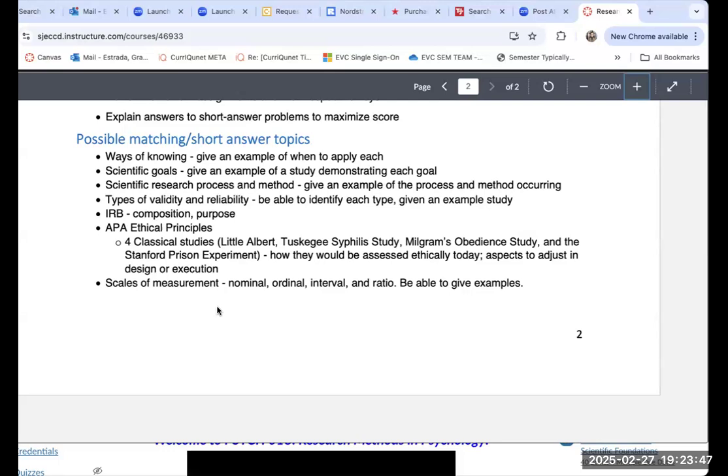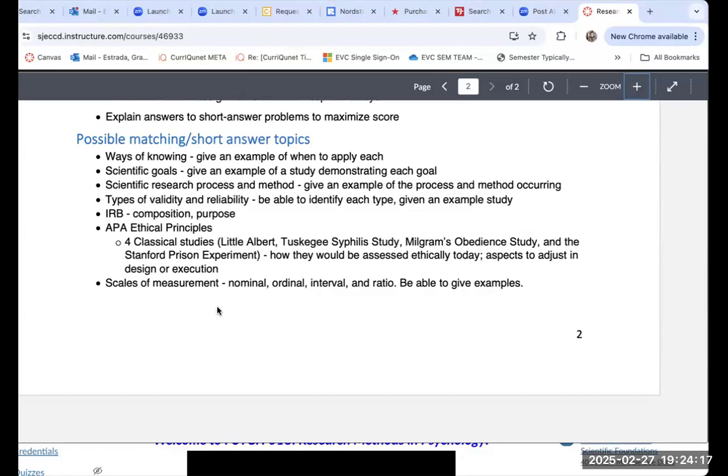Types of validity: you better believe there will be lots of questions on validity and reliability. So make sure you can identify the type and be able to give an example of it. If we're talking about internal validity, what does that mean? Well, you can give the example, oh, in the Stanford prison experiment, there was high internal validity because they had a very homogeneous sample. Give me something to go with.